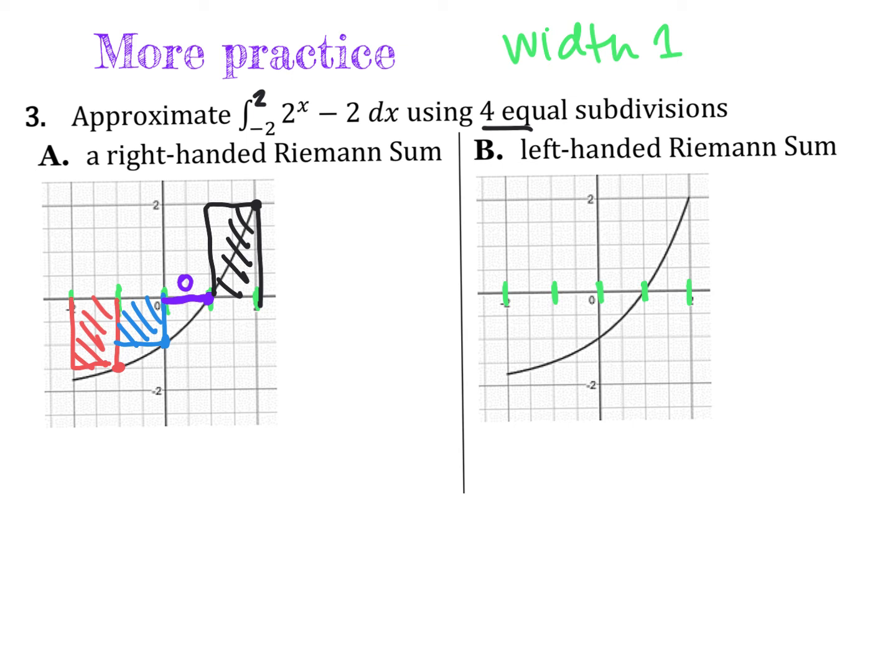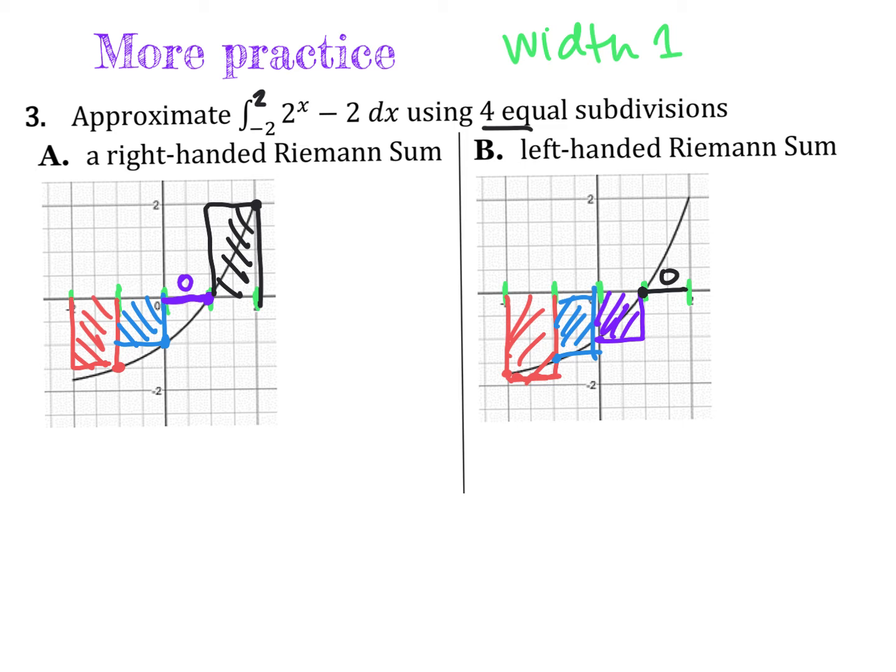If I'm using left-handed, then I'm going to make the height go down as far as the left-hand point on each interval. That's not very straight. So here, here, this one is going to come down to here. And then our last rectangle, in this case for left-sided, is going to have an area of 0 or a height of 0. Now, if you're feeling confident, see if you can find each of these areas and add them together.